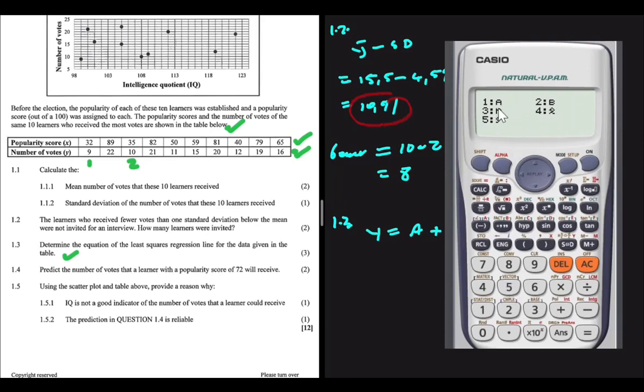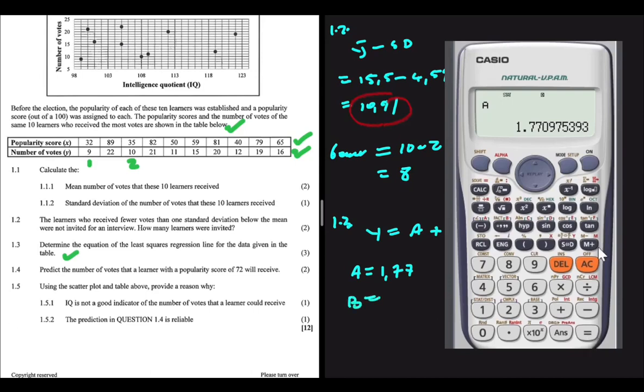In option 5, I have my variables a and b, which I need. For the variable a, you press 1 and then press equals. As you can see, a is equal to 1.77, rounded off to 2 decimal places. Let's go ahead and find b.